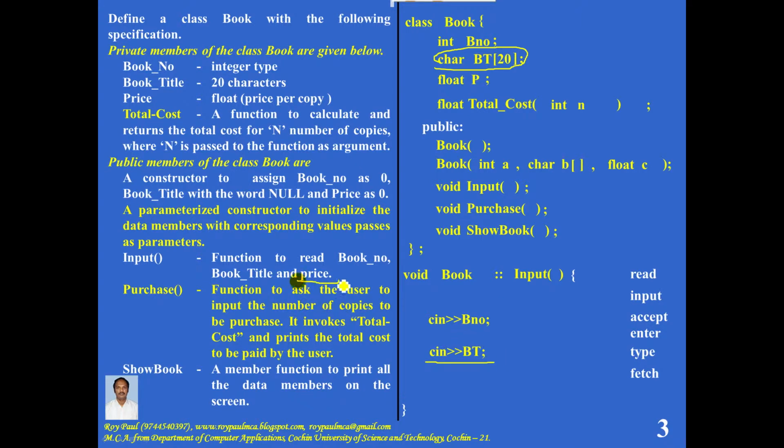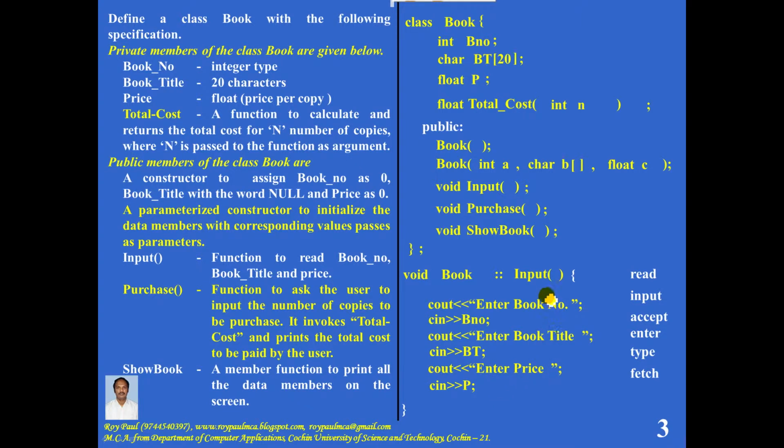The third one, price must be entered from the keyboard. Variable name used is P. So cin input operator P. So all the 3 data members are entered from the keyboard. Now if you want, you can have a message also: enter book number, book title and price. So one more function defined outside the class. Now let me define this one outside the class.